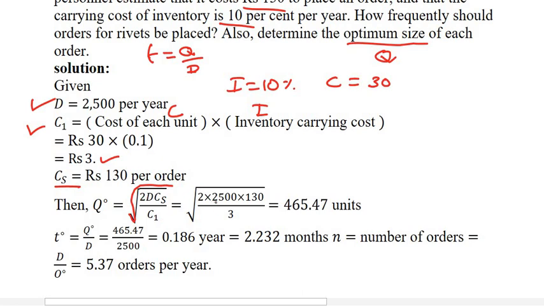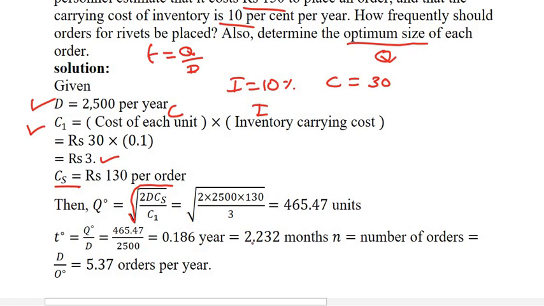and all the data you are having: 2, and the D value is 2,500, and the CS value, the setup cost, must be 130 divided by 3. This gives the answer of 465.47 units. The time period is Q by D as I told earlier. This should be calculated by substituting the Q value, 465.47 divided by 2500. It is equal to 0.186 here.